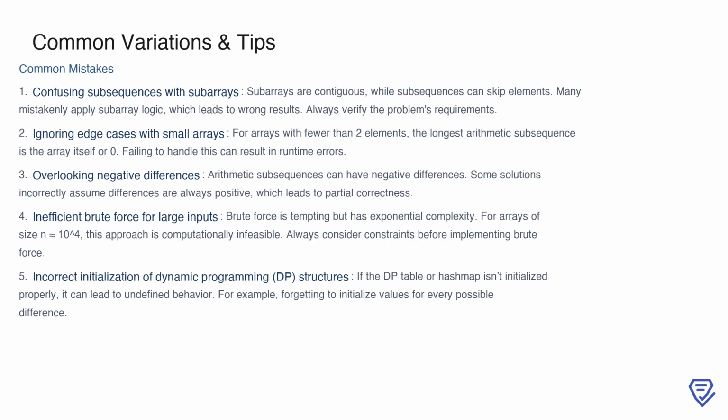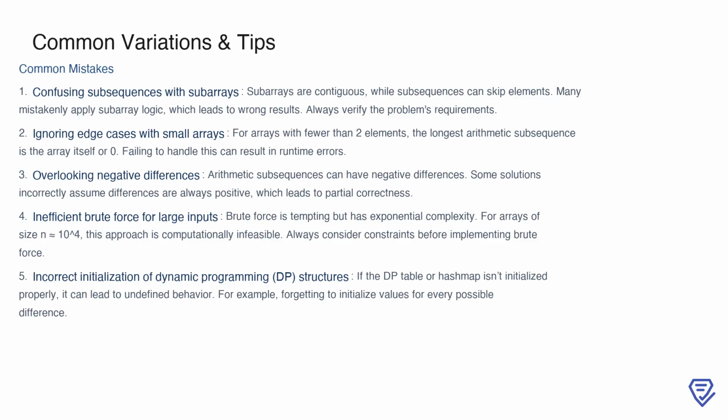One of the most common mistakes when solving this problem is confusing subsequences with subarrays. Remember, subarrays are contiguous, meaning the elements must appear consecutively in the original array, while subsequences can skip elements as long as the order remains unchanged. Misapplying subarray logic often leads to incorrect results, so it's crucial to carefully verify the problem's requirements.